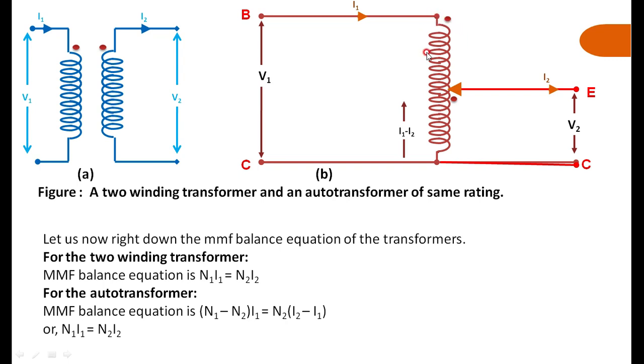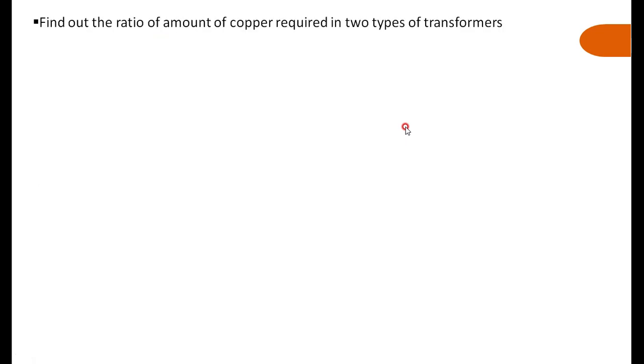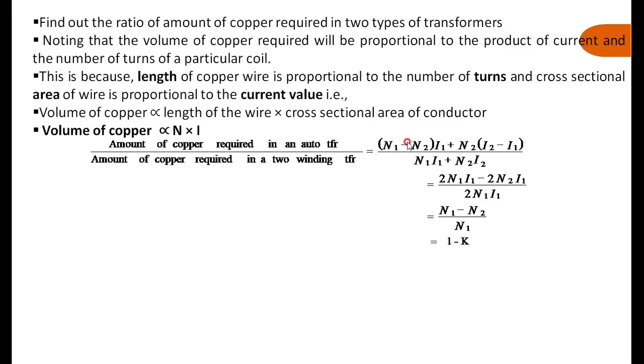The copper required for this initial portion between B and E: the number of turns is N1 minus N2 and the current flowing is I1. That is N1 minus N2 into I1, plus N2 into I1 minus I2. The same thing is written here, that is N1 minus N2 into I1 plus N2 into I2 minus I1. Then if you simplify this equation, what I am getting is 2 times N1 I1 minus N2 I1. One small correction is what you have to substitute. How are we getting 2 times N1 I1? Because we have already derived N1 I1 is equal to N2 I2.